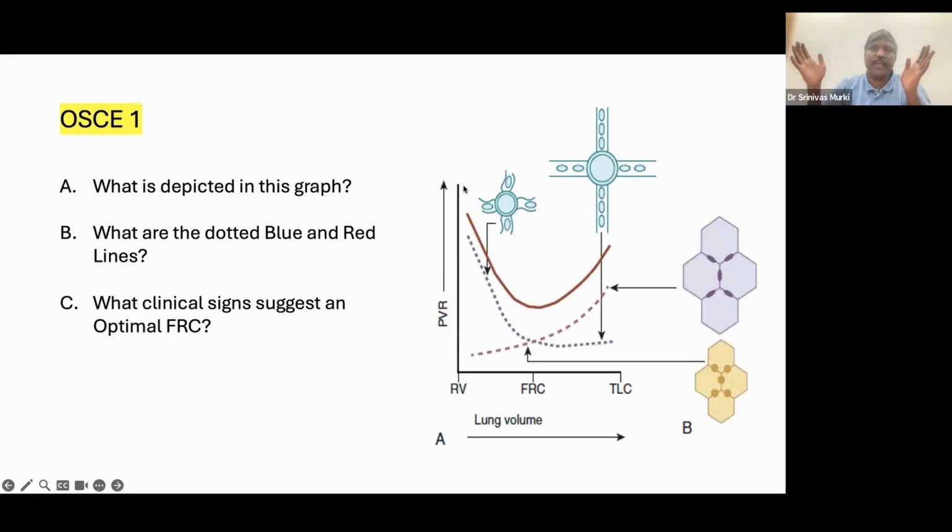If FRC is high and it is compressing the interalveolar capillaries, what will you see? You see from the child side, the chest is hyperinflated. So you need to look at both. Optimum means both underinflated alveoli and excess alveoli should not be there.